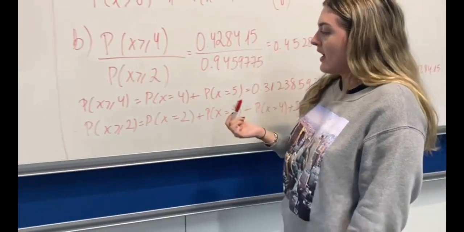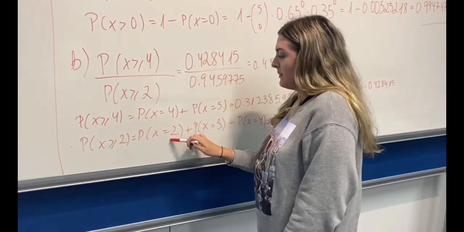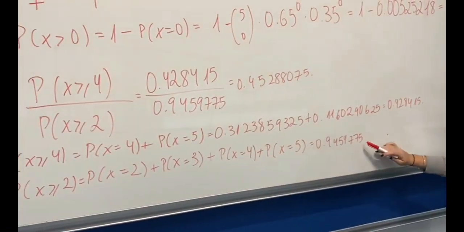And the same thing all over again, but this time for it being bigger than 2 or equal to 2. So just probability of it being 2 plus 3 plus 4 plus 5. We plug it into the formula, and this is what we obtain.